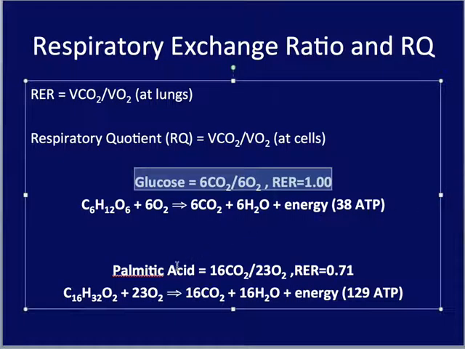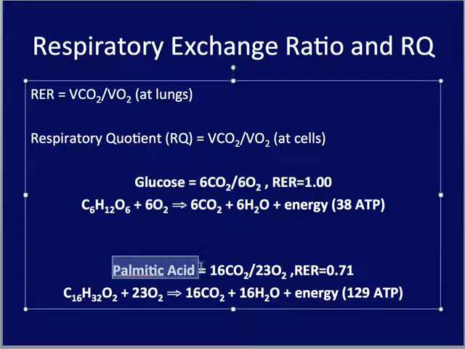If we're burning fats and we have an RER of 0.71, such as in palmitic acid, which is a fairly large fatty acid, we have 16 carbon dioxide molecules versus 23 oxygen molecules. Therefore we have an RER, or respiratory exchange ratio, of 0.71. So it's simply carbon dioxide divided by oxygen that gives the RER.